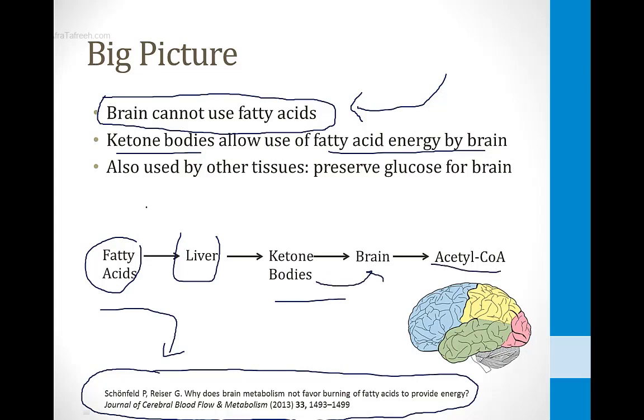This allows the fatty acid energy to be sent to the brain in terms of acetyl-CoA. In addition, the ketone bodies are used by other tissues like the muscles and the heart, and this preserves glucose for the brain because once again, the brain can't use those fatty acids, which are very high sources of energy during times of fasting and starvation.